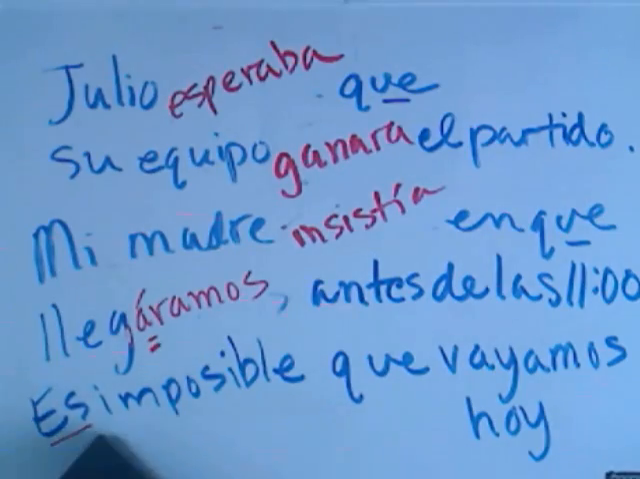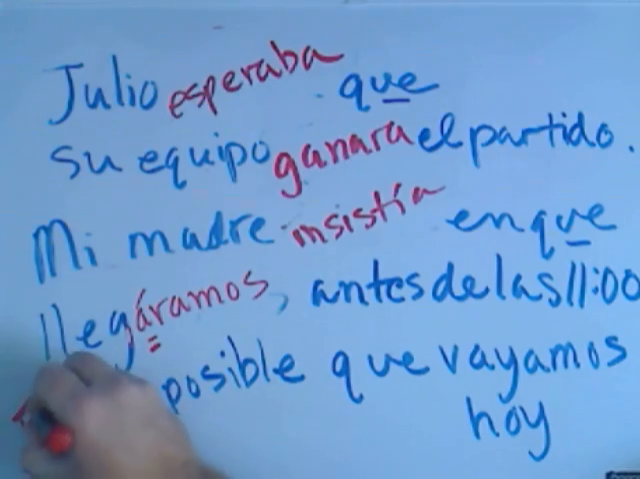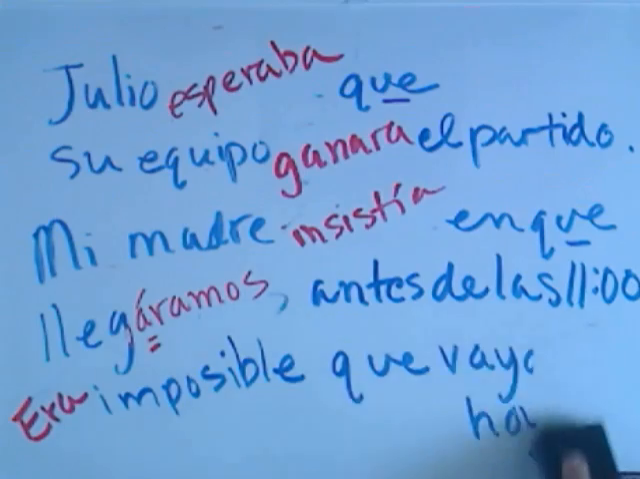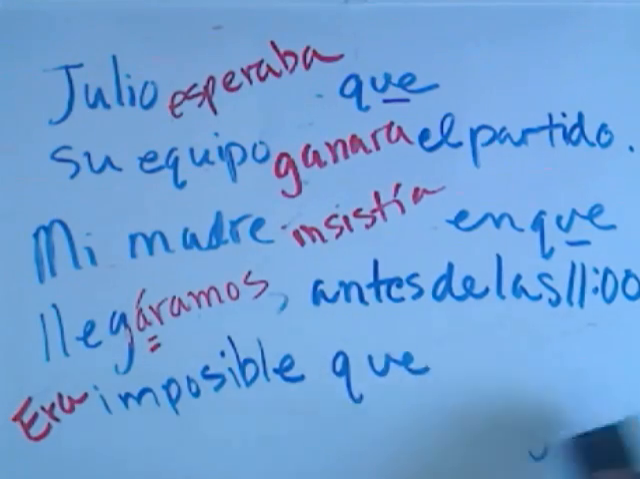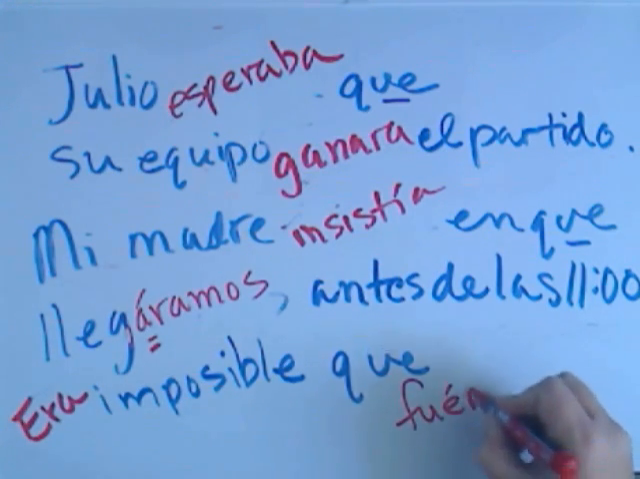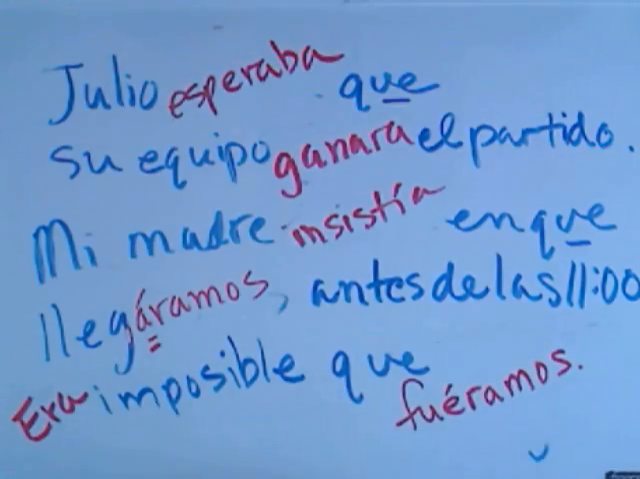And here instead of es imposible, I'm going to change it to it was impossible. Era imposible. And instead of that we go, I'm going to change it for us to go. Era imposible que fuéramos. Remember, that's coming from the base form of fueron, the third person plural of the preterite of ir. So: Julio esperaba que su equipo ganara. Mi madre insistía en que llegáramos antes de las 11. Era imposible que fuéramos.